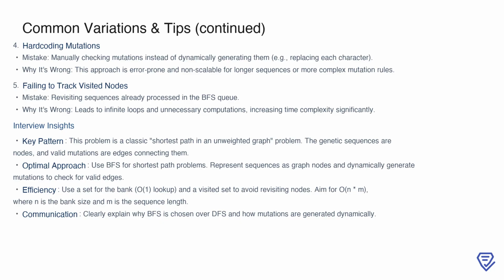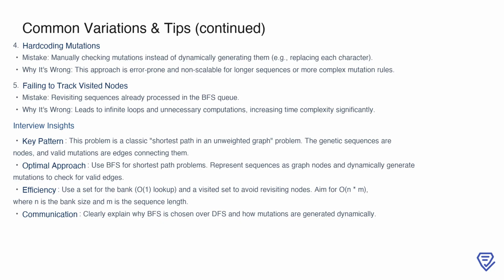Shifting gears to interview insights, this problem is a textbook example of the shortest path in an unweighted graph. Here, genetic sequences act as the nodes, and valid mutations form the edges between them. To solve this efficiently, BFS is the optimal approach, as it guarantees the shortest path. Represent sequences as graph nodes, dynamically generate mutations to check for edges, and use a set for the bank to ensure O(1) lookups. Additionally, keeping a visited set helps avoid revisiting nodes.